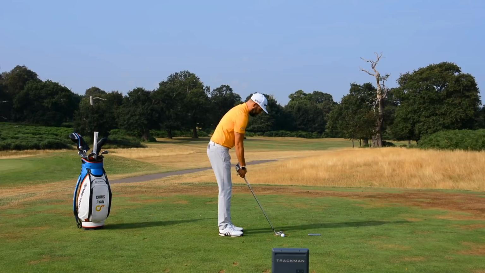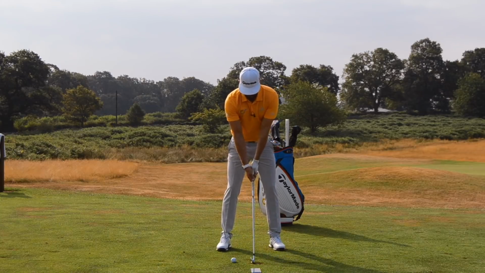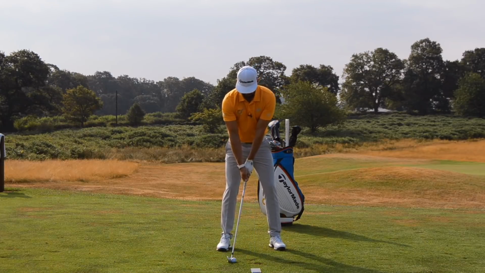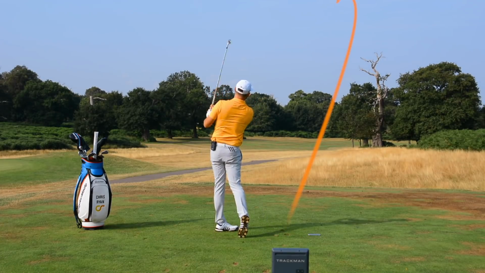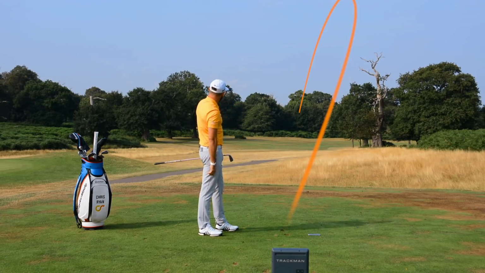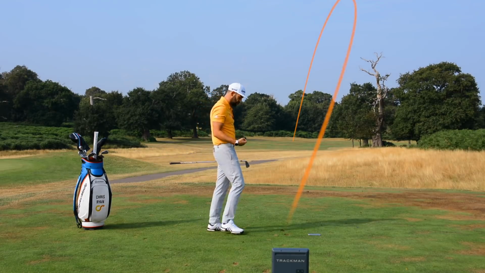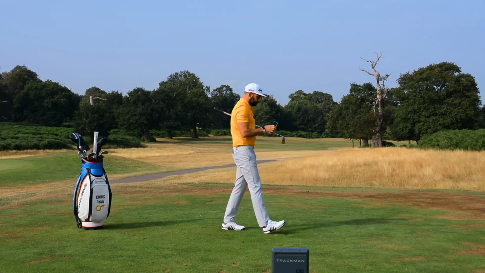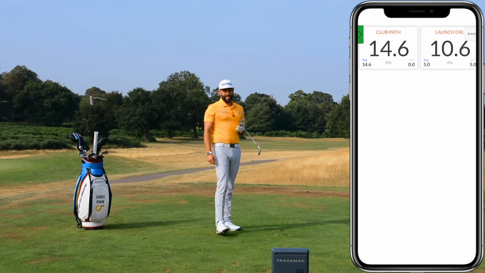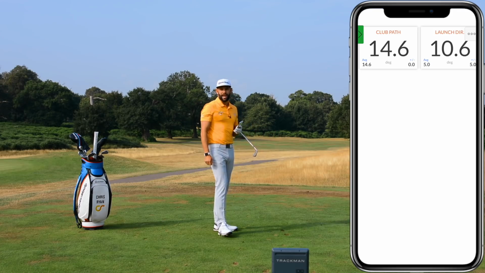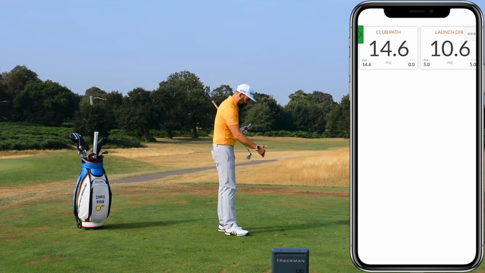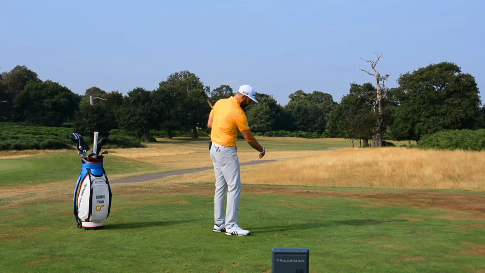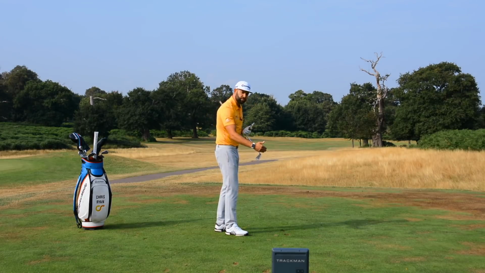So if that started left and my path was left, I think you can probably have a guess at what's going to happen here. As you can see, ball position is now excessively back in the stance. And again, that ball's finished pretty much on my target. But my path was 14 degrees out to the right and the ball started some 10.5 degrees out to the right as well. So we've gone from a path which was pretty straight to a path which was left to a path which was to the right of my target.